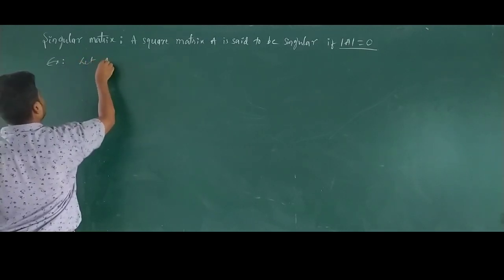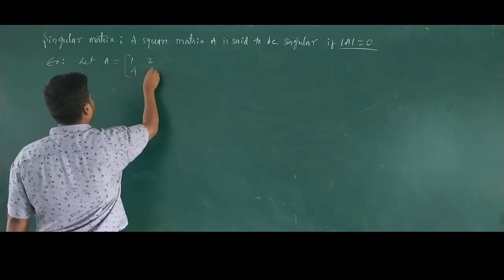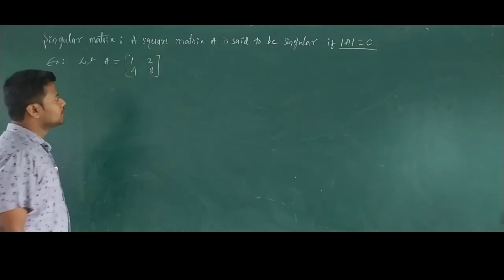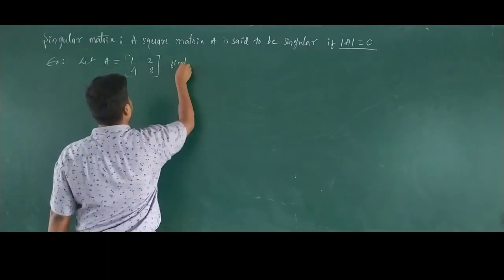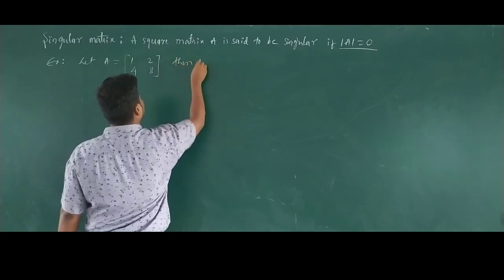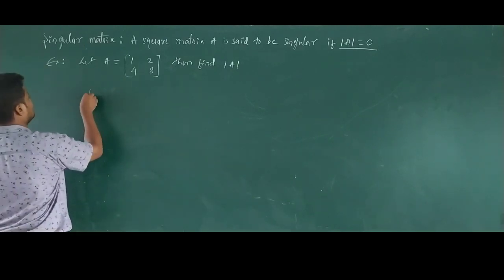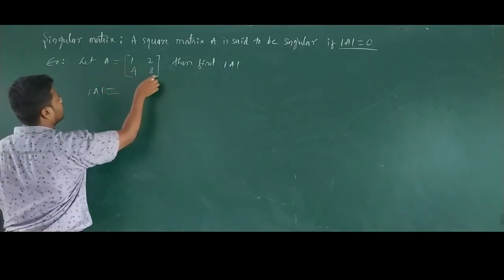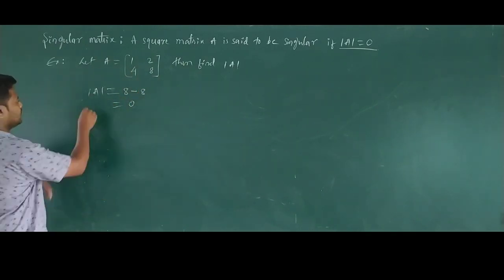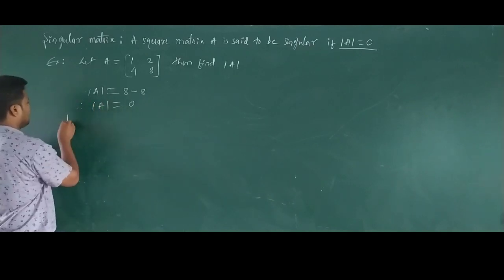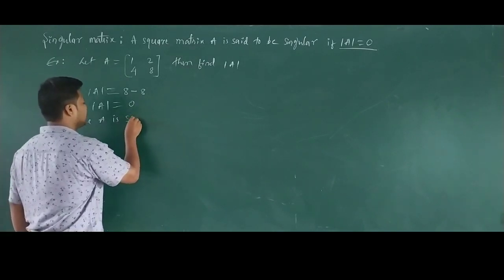Let A equal to 1 2 4 8. Find the determinant of A. Determinant of A equals 1 into 8 minus 4 into 2 is 8, that equals 0. So determinant of A is 0, hence A is singular.